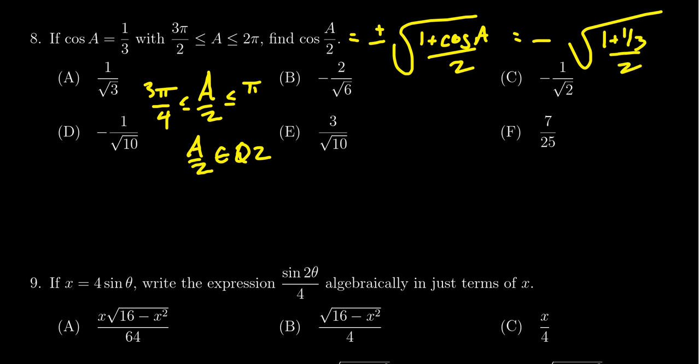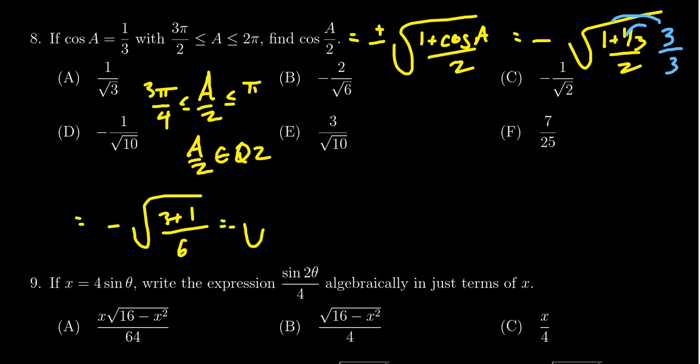To clean up these fractions, I'm going to multiply the top and bottom of the big fraction by 3. You're going to need to distribute it like so. This then gives us negative the square root of (3 plus 1) over 6, for which we then get the square root of 4 over 6. Since 4 is a perfect square, I can take the square root of the top to get negative 2 over the square root of 6, like so. And then this leads me to choose choice B as the correct response.